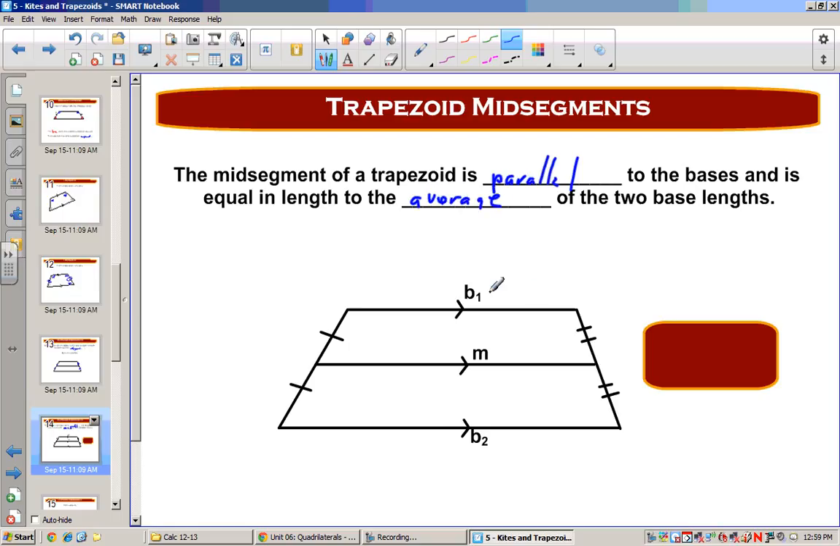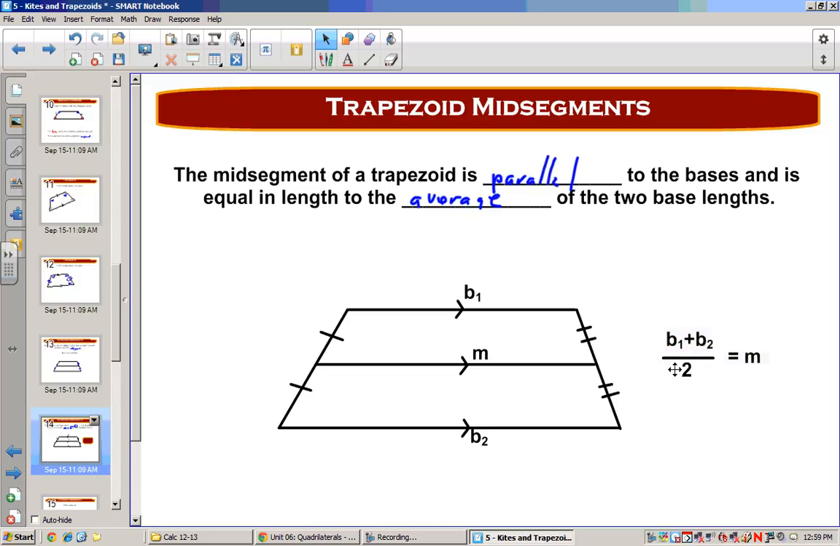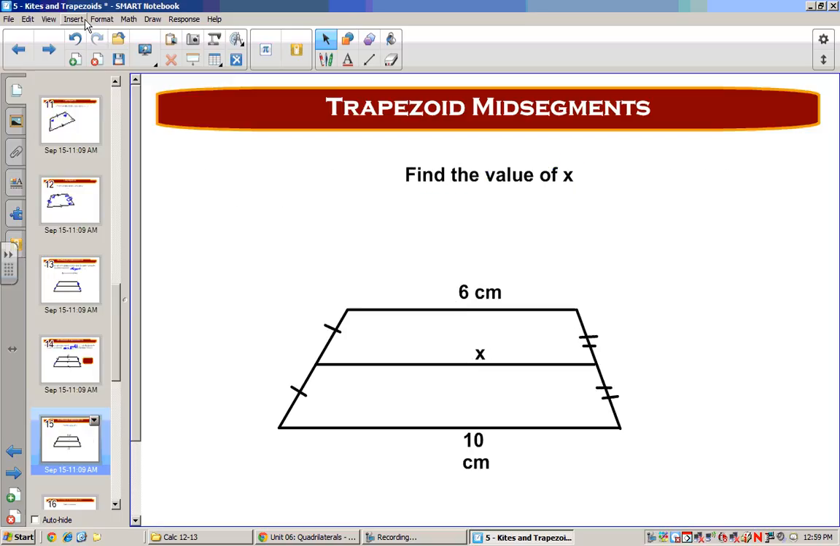So what we have to do is, if I want to find m, I take b1 plus b2 and divide it by 2. We're just finding the average of two numbers. So if I want to find the value for x, what I do is I take 6 plus 10 divided by 2. 16 divided by 2 is 8. There we go, 8.